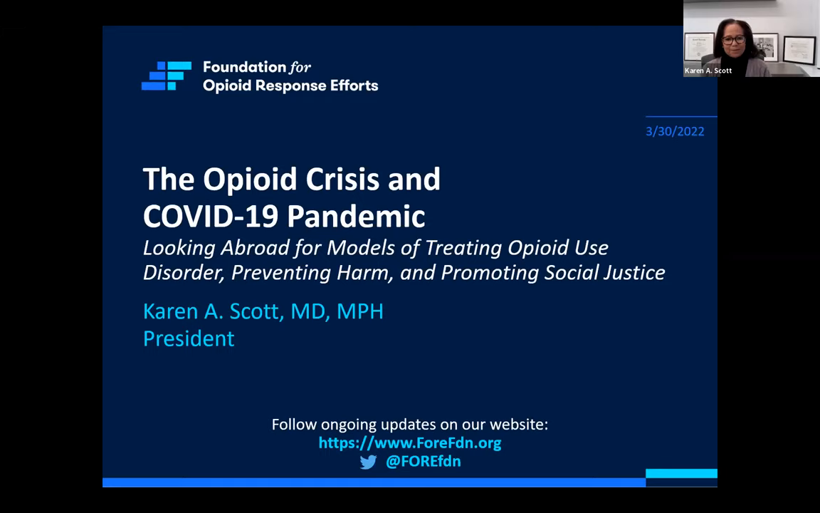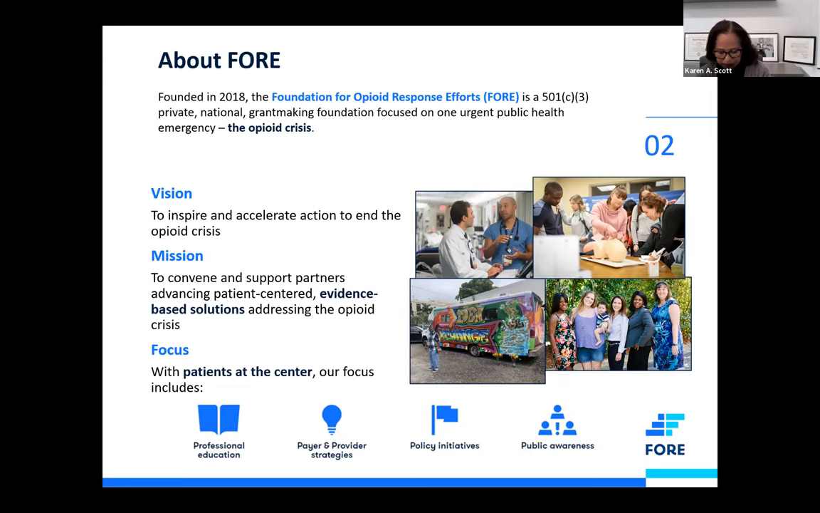But first, next slide. For those of us who do not know the foundation, just a word about FOR. FOR, or the Foundation for Opioid Response Efforts, is a private national grant-making foundation launched in 2018 in the United States to focus on the public health emergency of the opioid crisis. Our focus is on inspiring and accelerating actions to end the opioid crisis across the country. And we do that work by convening and supporting partners, advancing patient-centered, evidence-based solutions to address the crisis.